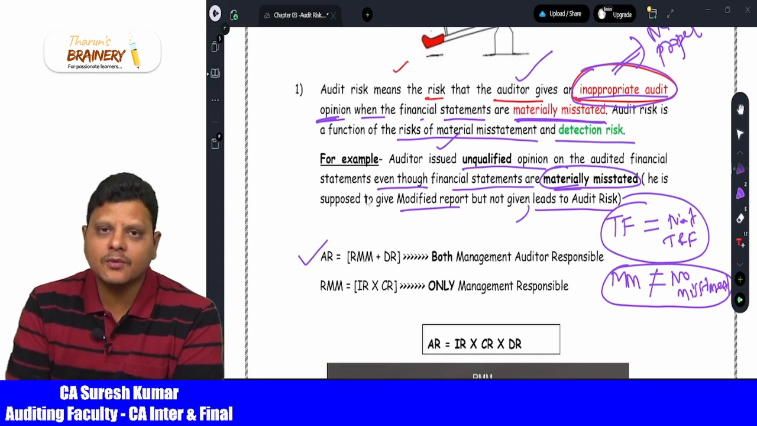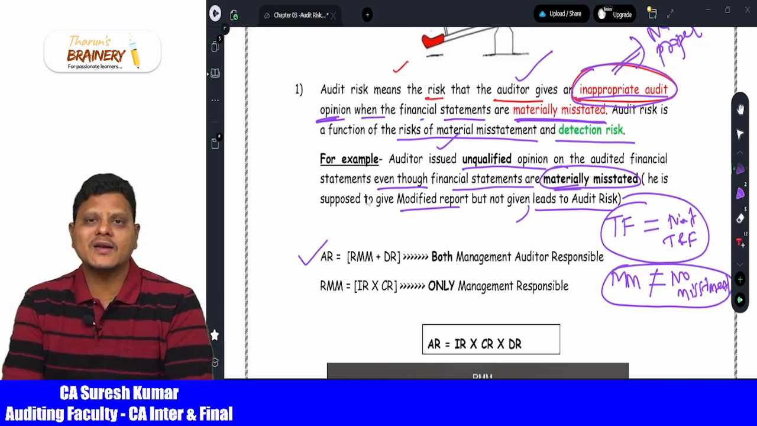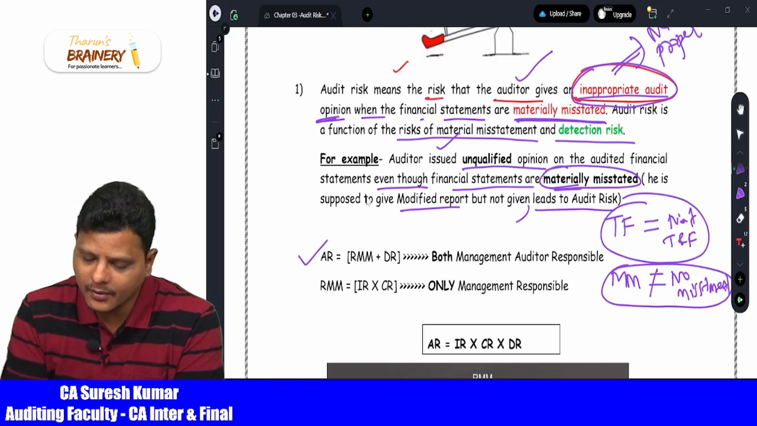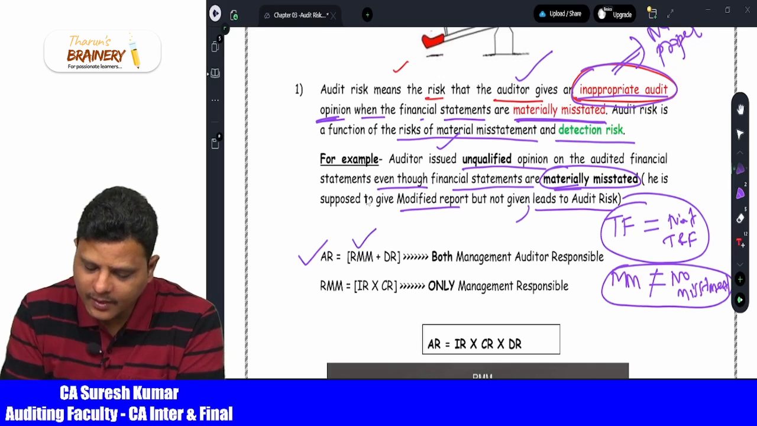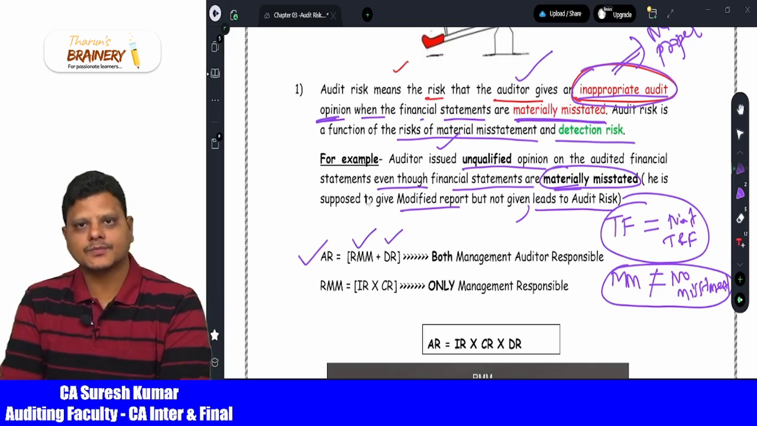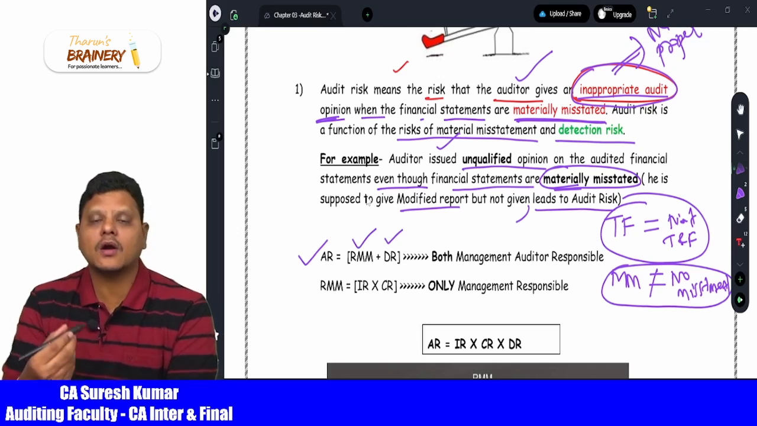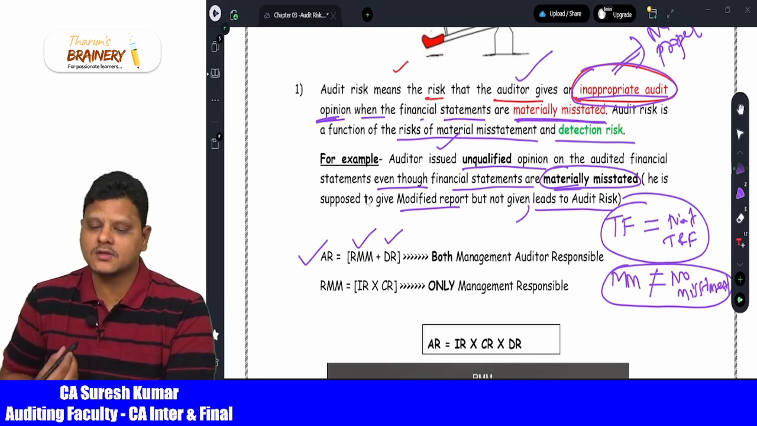Now, who is responsible for the audit risk? Audit risk contains the following components. What are the components? Risk of material misstatements plus detection risk. Who has to detect the risk in the financial statements? The auditor has to detect the risk in the financial statements.